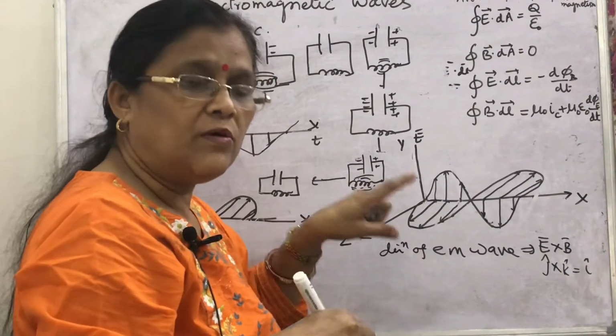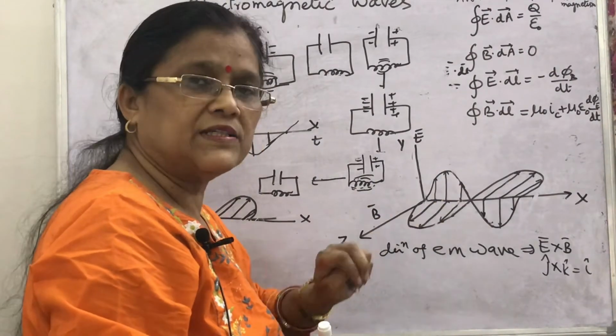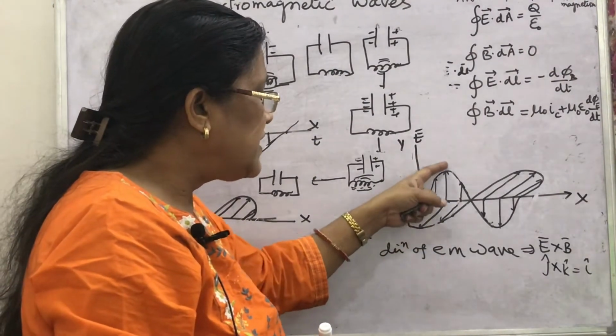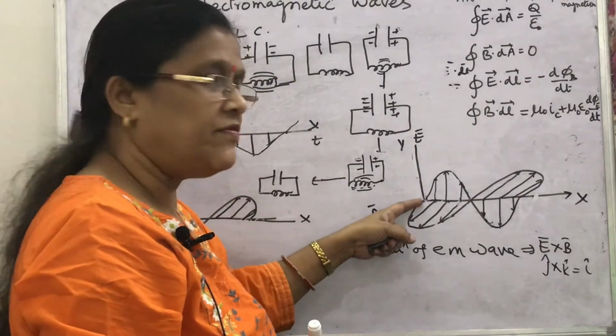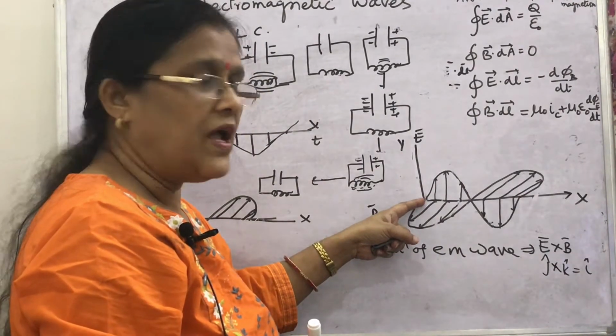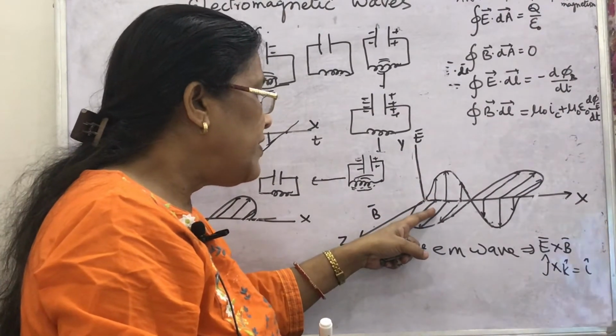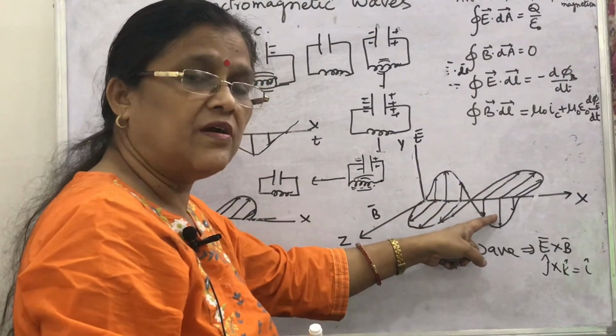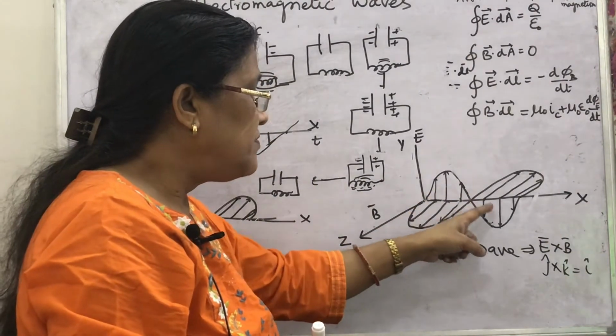Magnetic field will also be about the negative z axis. Look here, this electric field produces this magnetic field, and this magnetic field produces this electric field. How? Opposite to the first one.